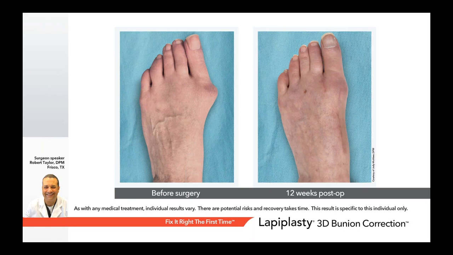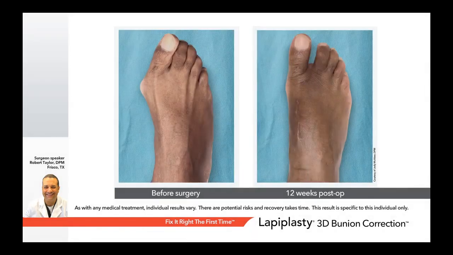Here's another picture of a right foot. On the left, before bunion surgery. On the right, 12 weeks after surgery. And not to be redundant, that foot on the right is going to actually look better. That scar is going to remodel some more. Some of that swelling is going to continue to improve, but it gives you a picture of what you can expect after bunion surgery.